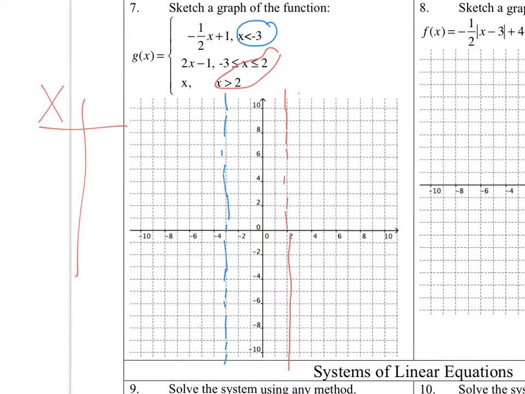Okay. Starting with my points below -3, maybe, I don't know, -5 and -4. That seems pretty good. If I plug in -5, I'm going to end up with positive 3.5. If I plug in -4, I'm going to end up with positive 3. So -5, positive 3.5, and -4, 3.